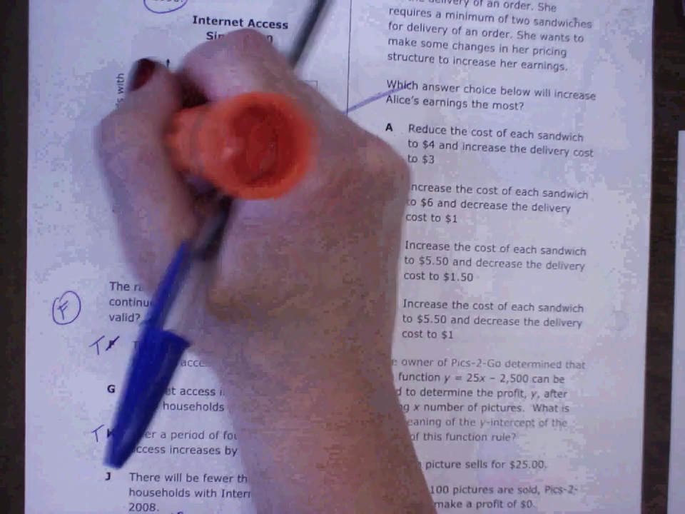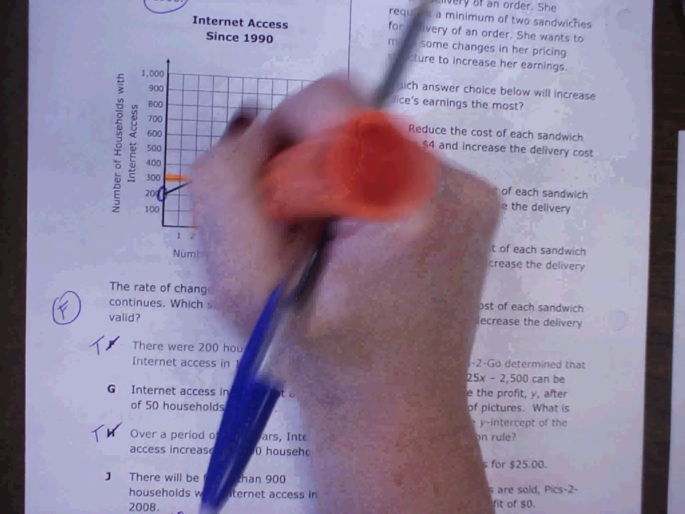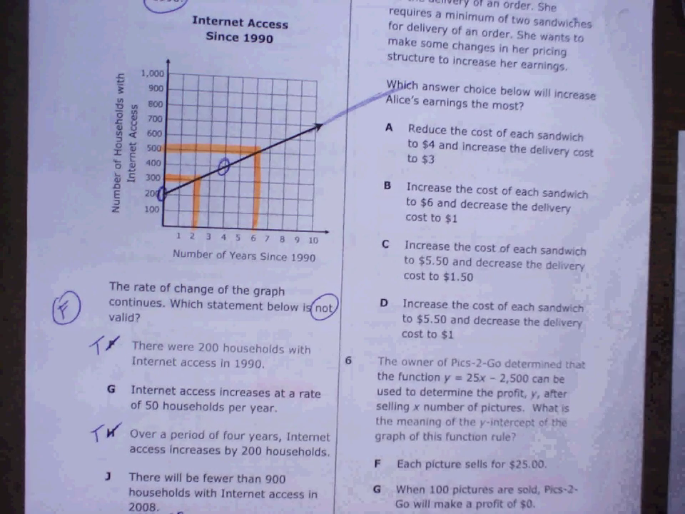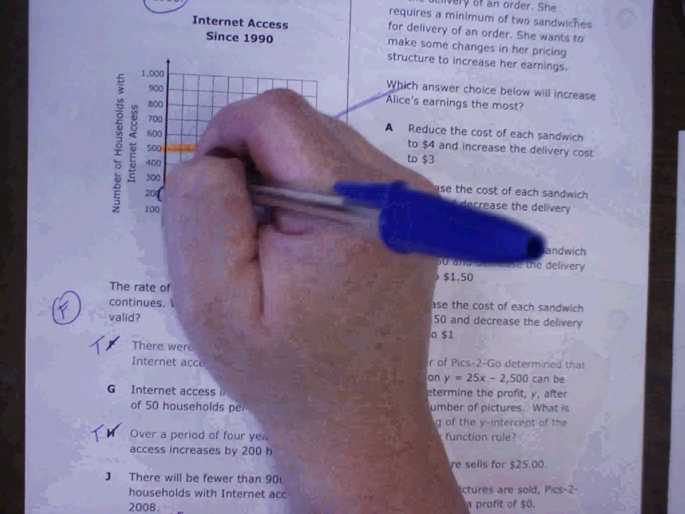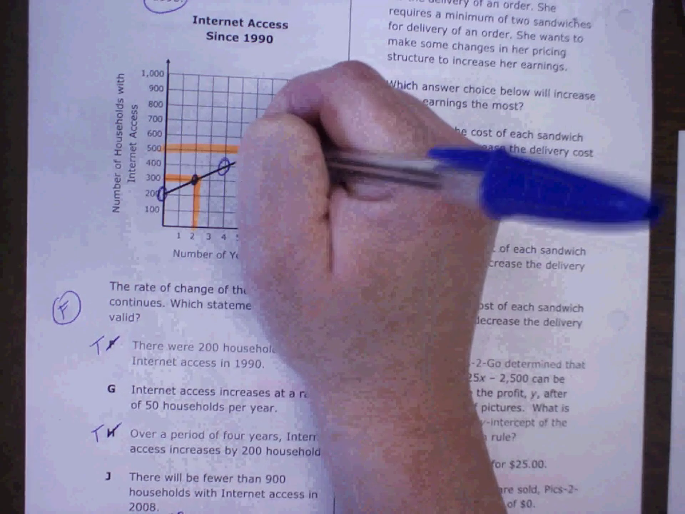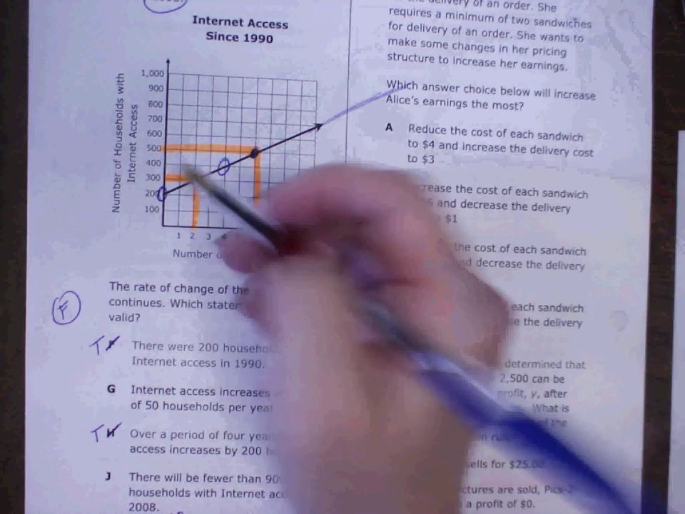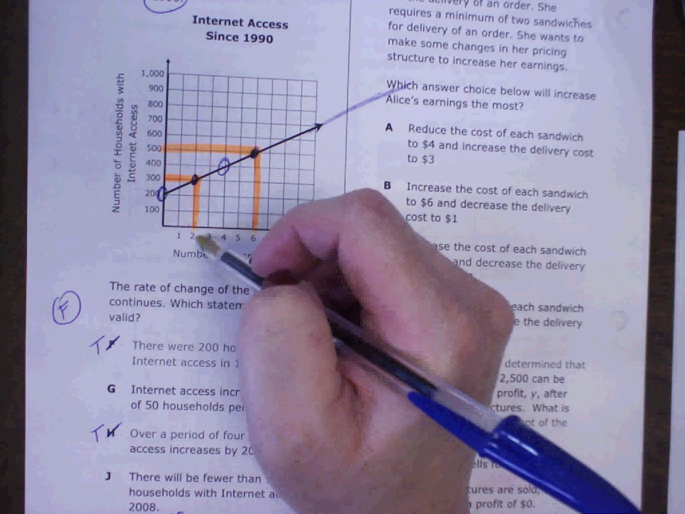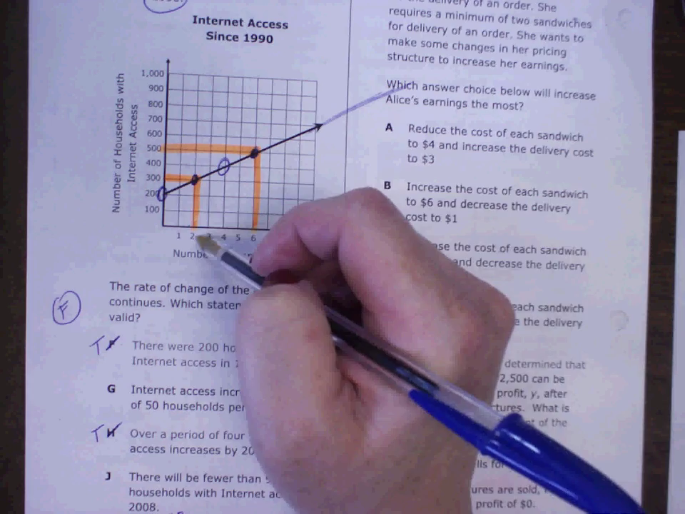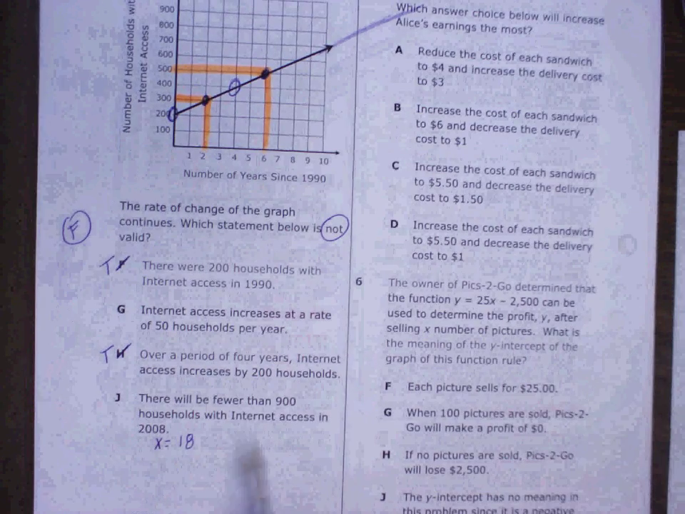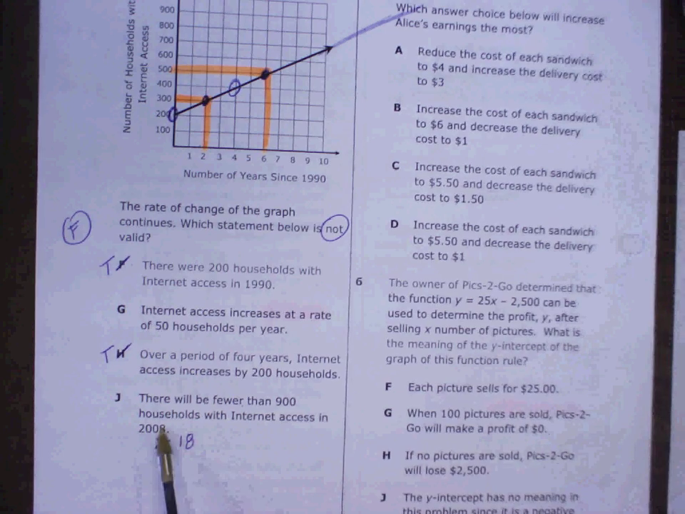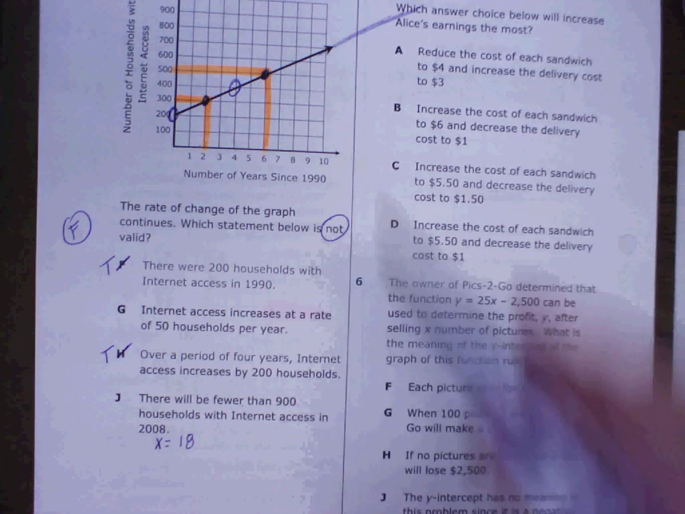Do that one, because those are clearly points that you can read. That one and that one. Will 2018 have fewer than 900? 900 is right here, correct? 900 would be right here.